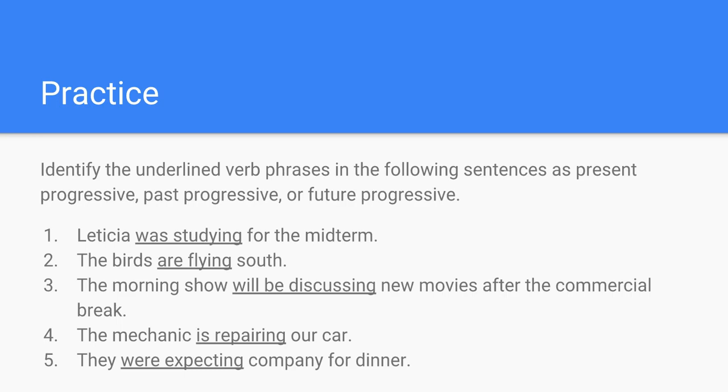Now, write these few down in your notes and pause and practice.